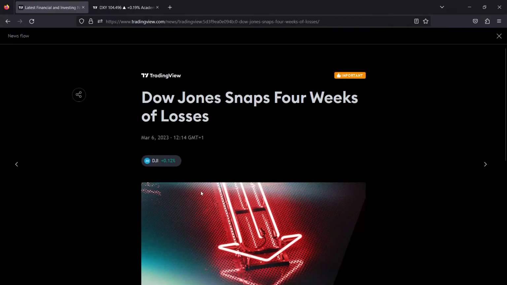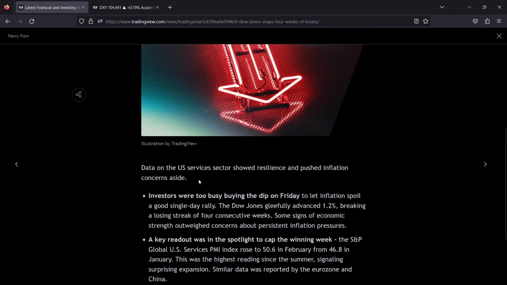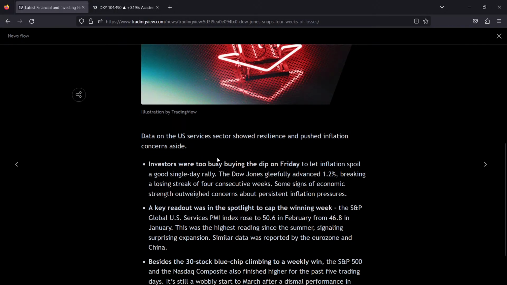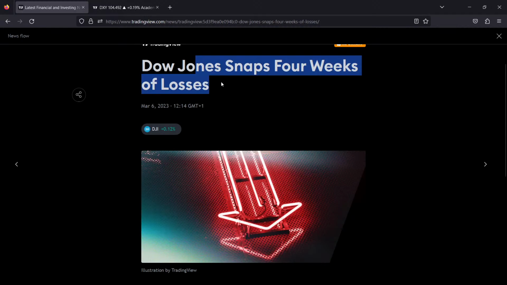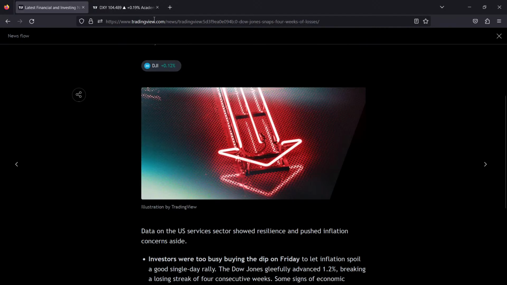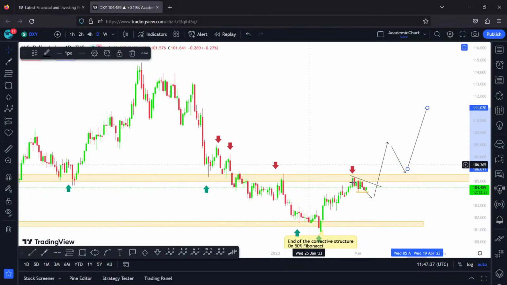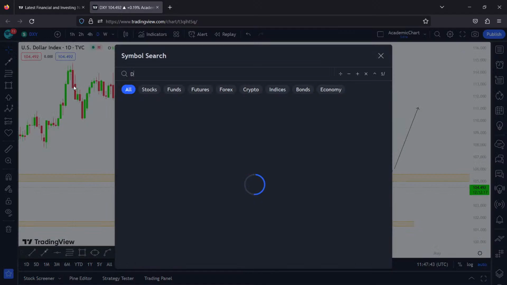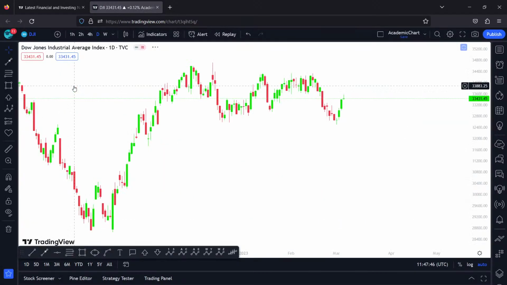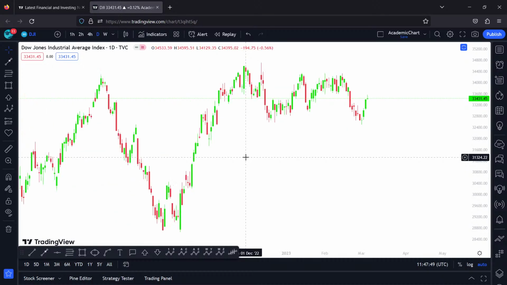This is Dow Jones, the index of the United States stock. Investors were too busy buying a dip on Friday, let inflation, blah, blah, blah. And the title is that it was red for 4 weeks. Also, the picture is showing a very red downtrend arrow. Cool picture. Let's take a look at this index. DJI is the Dow Jones Industrial Index of United States. Let's go back to weekly.